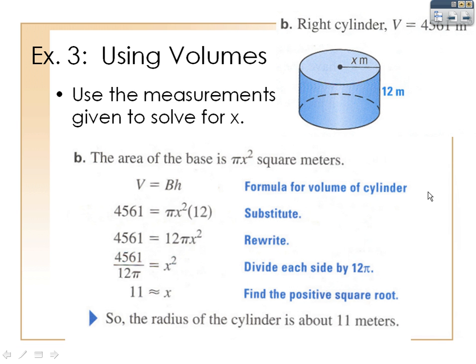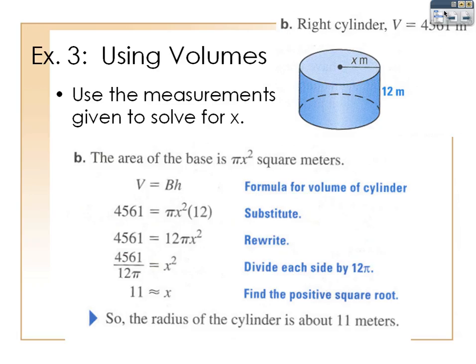Okay, what about this one? I guess we have one more. What if we're given the volume of a cylinder? In this case, it's 4,561 cubic meters. We know the height is 12, and we want to solve for the radius, x.